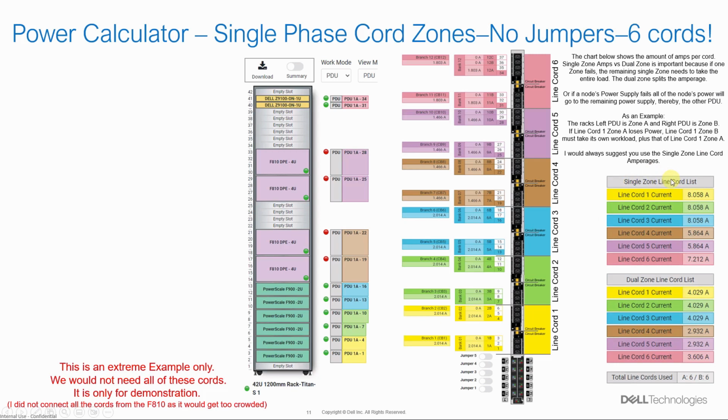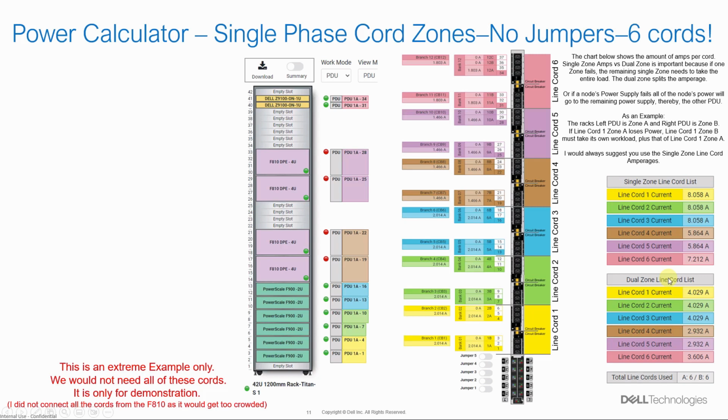Now you'll see these charts, single zone versus dual zone. Since we're using mirrored PDUs, meaning a PDU on the left and a PDU on the right, it is assumed in a normal operating condition that line cord 1 is going to be pulling 4 amps. So we can look at this line, the yellow cord, line 1, pulling 4 amps. This circuit breaker, or branch 1, is pulling 2 amps, and this branch, circuit breaker 2, is pulling 2 amps, so that's 4 amps. That's where this cord as a total is pulling 4 amps in a dual zone configuration.